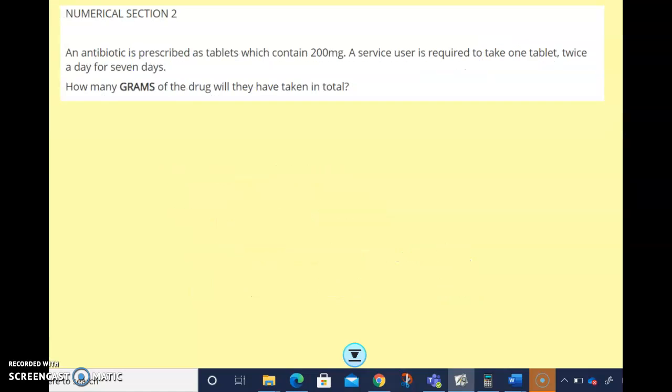Okay, next question. An antibiotic is prescribed as tablets which contain 200 milligrams. A service user is required to take 1 tablet twice a day for 7 days. How many grams of the drug will they take in total?